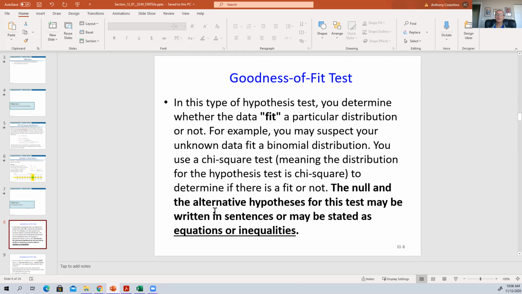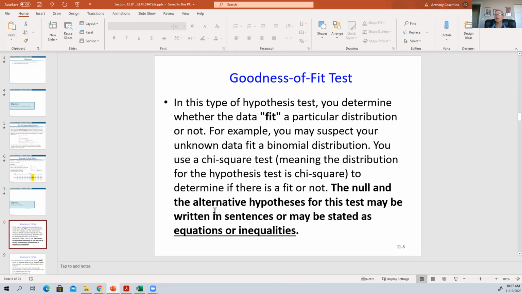The book gave what was called a dice example. Usually you don't do a dice example because that's very theoretical for goodness of fit tests. So what I am going to provide is an example from another book that I used to teach out of, that's more conducive to what an actual goodness of fit test is.